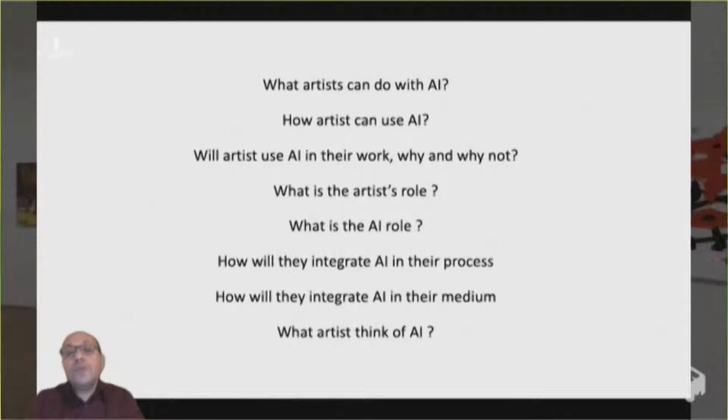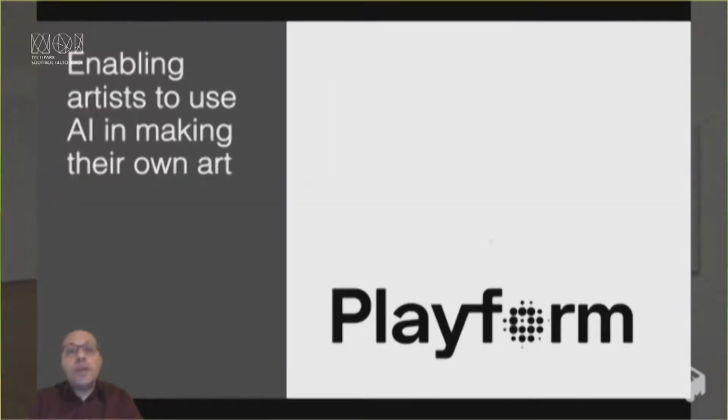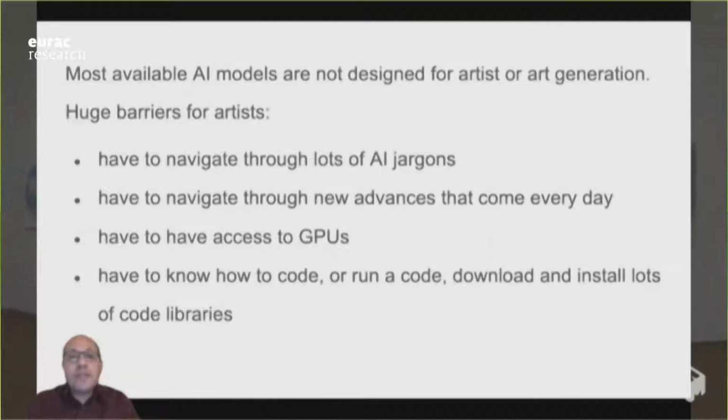And in order to do that, we developed a platform called Playform. Playform is a platform that we developed really to enable artists to use AI in making their own art. And there was a comment in the previous panel about that. Basically, what we found is that obviously most of the AI available comes from big corporates like Google and NVIDIA and Facebook and Amazon. And the artists are not in mind when this AI is being developed.